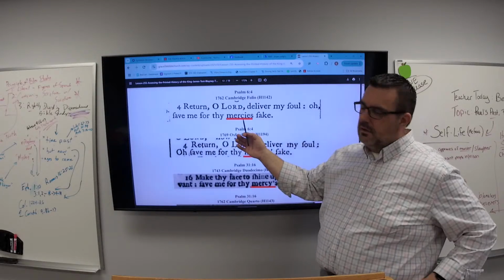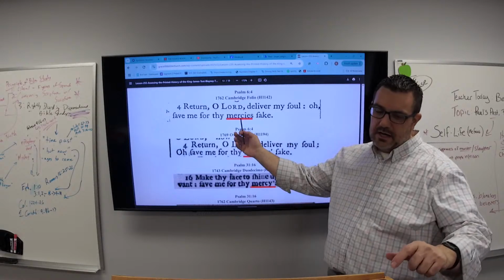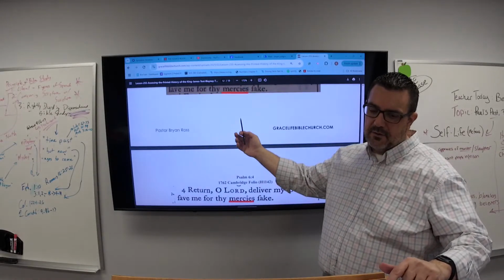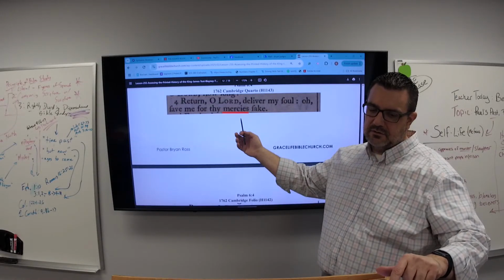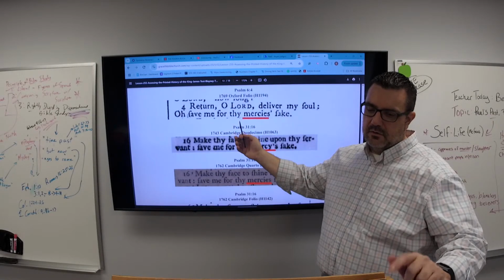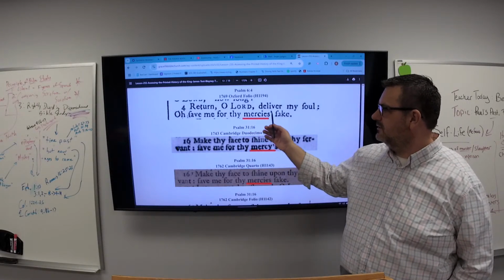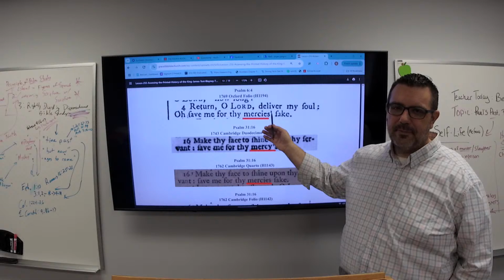Yes. Here we have 1762 Cambridge folio. Again, the apostrophe is gone, and is the spelling the same as this spelling here from this other 1762? All right? And then let's look at Blayney's 1769. Notice mercies apostrophe where? After the S.